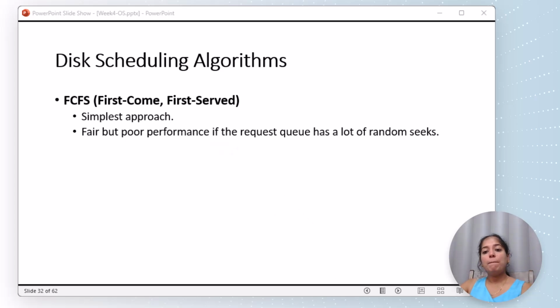We have multiple disk scheduling algorithms. The first one is FCFS, that is first come first serve. It is the simplest and fair algorithm, but it is poor for random workloads.